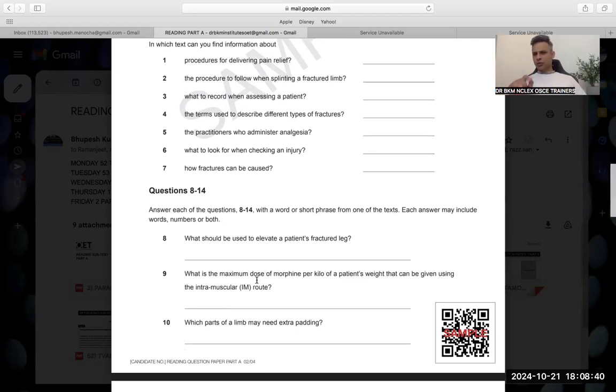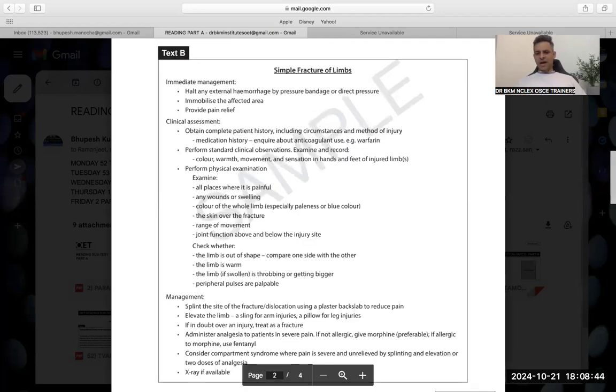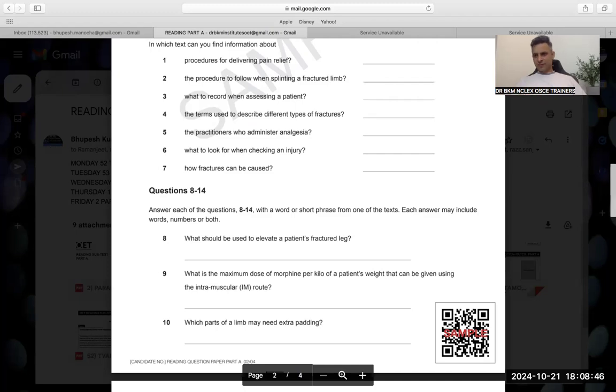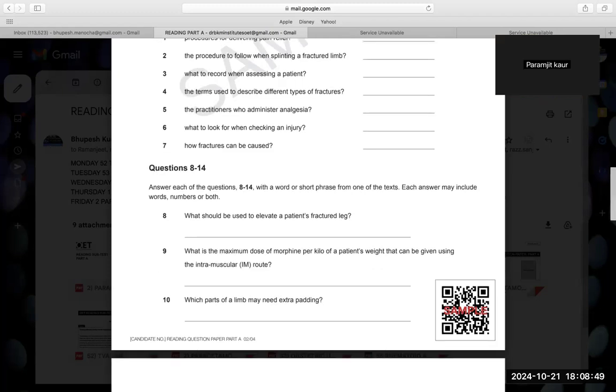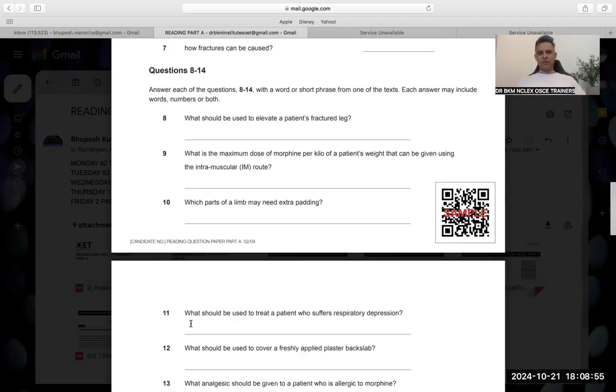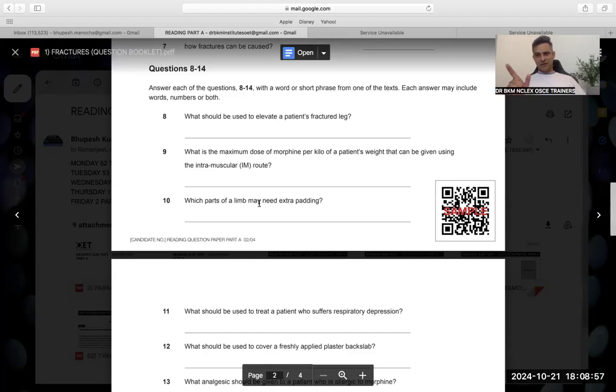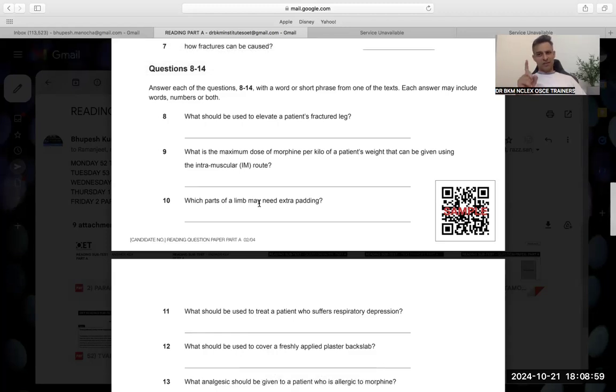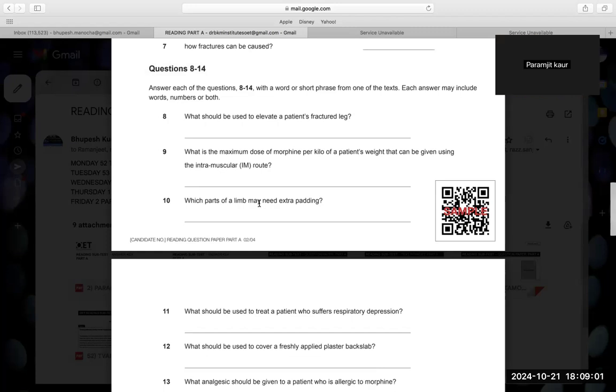What is the maximum dose of morphine per kilo of the patient weight? Okay. IM IV. The word IM IV was given in which paragraph? C. C paragraph, sir. Without reading the name. Today you have not done this reading, but see, that is what mine does. Which part of a limb may need extra padding? In which paragraph can it be? Maximum in D, otherwise D. Maximum in B, otherwise D.